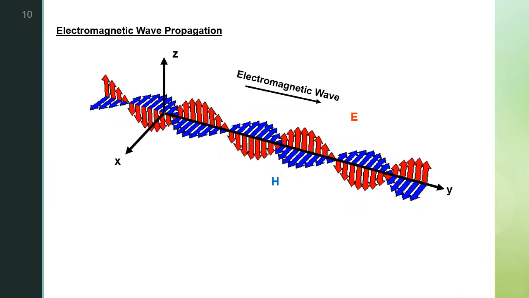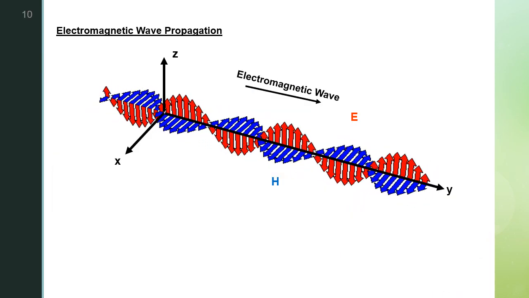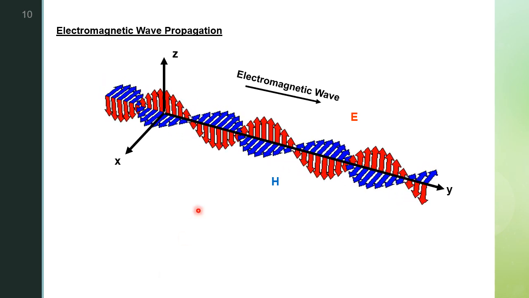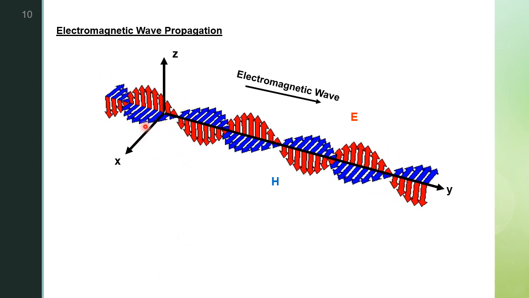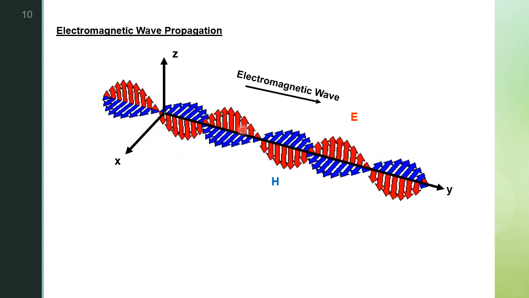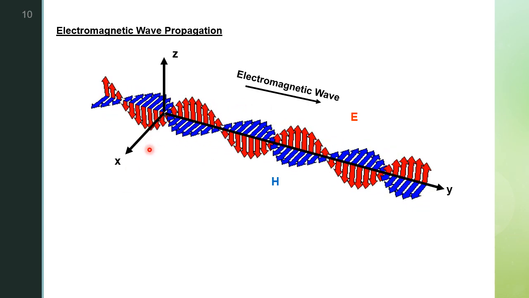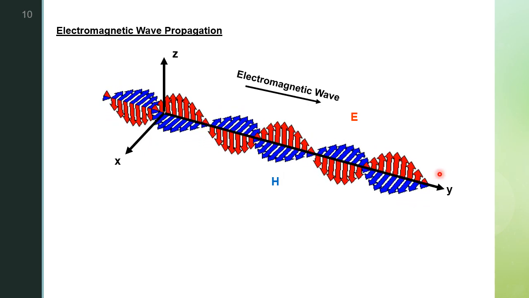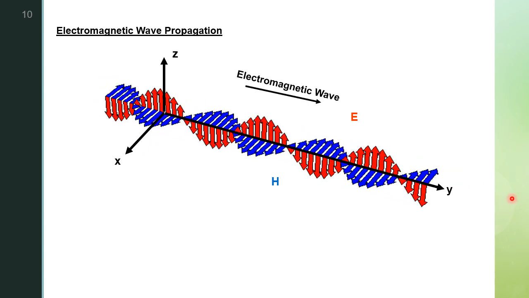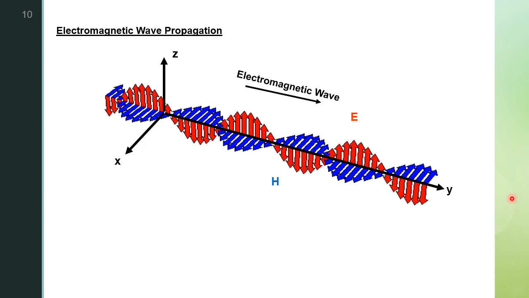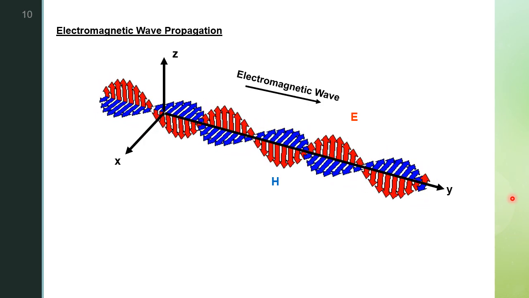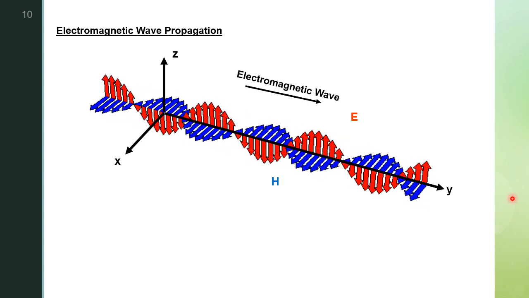This shows the animation of how an electromagnetic wave propagates. Here, the electric field is directed along the Z direction, that is, the red line shows the electric field. The magnetic field is directed along the X direction and the wave is propagating in the Y direction. So you can see that the wave is propagating in Y and we don't have any electric field or magnetic field along the Y direction.